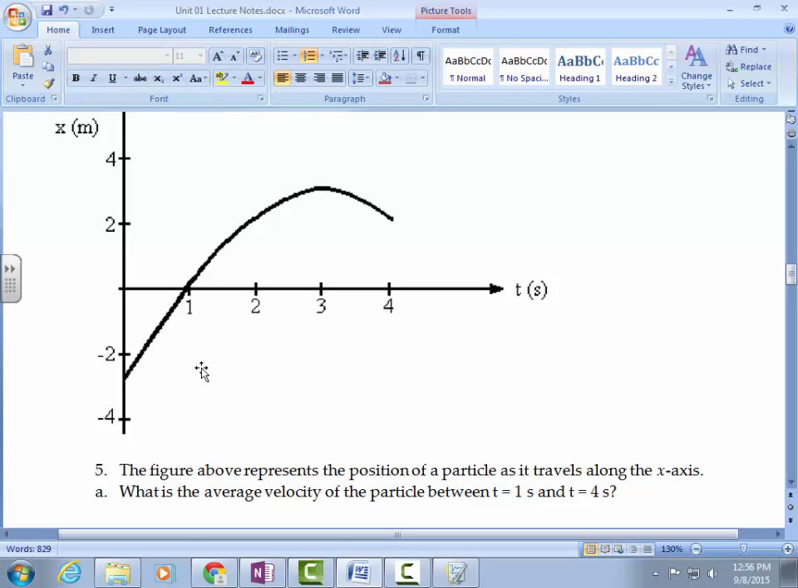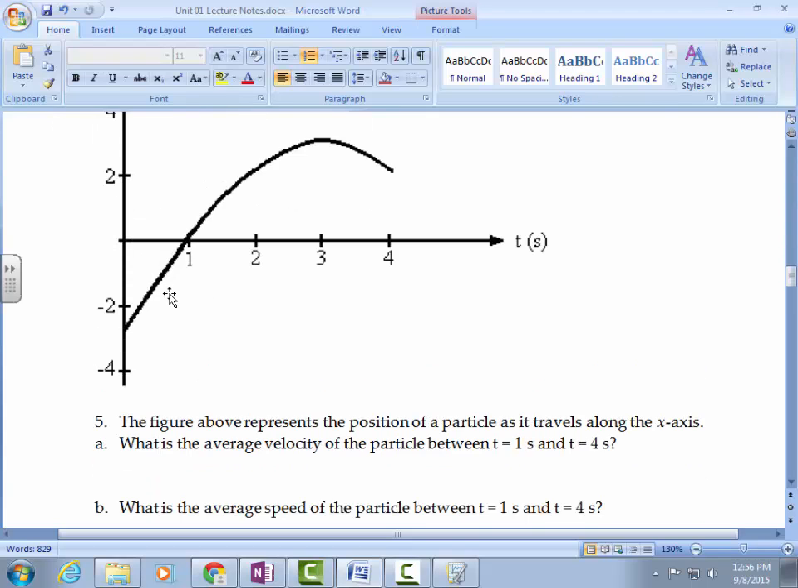So what I should tell you is the initial positions. Okay. So what we want to know is what's the average velocity between t equals 1 and t equals 4? And what's the average speed? So how would I do the average velocity? Let's deal with the easy one first. The average velocity would be what?